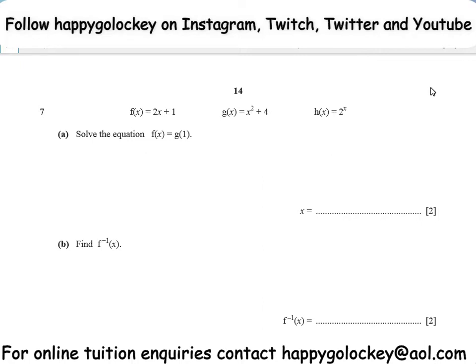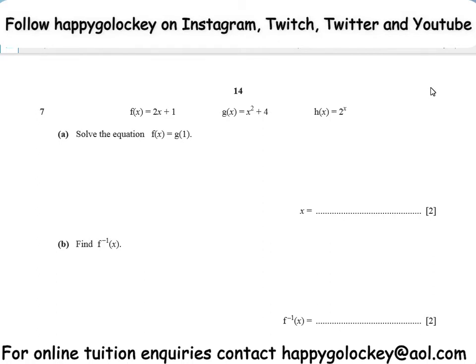Today we're looking at the 2020 specimen paper from the iGCSE Paper 4, and we're looking at some functions. Sometimes it's easier than it looks. The way it's written can be a bit confusing, but hopefully we can break it down nice and easy for you. Here's the question. f(x) is 2x + 1, g(x) is x² + 4, and h(x) is 2 to the power of x.